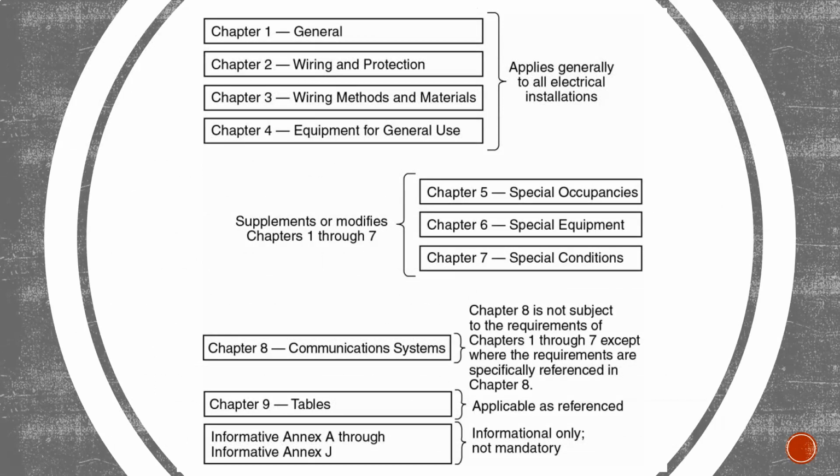So in your NEC, if you're following along, you should see this table. If you're in the 2017, this is going to be in the top right corner of page 31. And this is kind of a breakdown of what we just talked about. So you can see up here at the top, chapters 1 through 4 apply generally to all electrical installations. Chapters 5 through 7 supplement or add to chapters 1 through 4, and chapter 8, communications, is not subject to the requirements of chapters 1 through 7, except where the requirements are specifically referenced in chapter 8. Chapter 9 is only applicable as referenced, and once again, our informative annexes are not actual rules, they're only for information's sake.